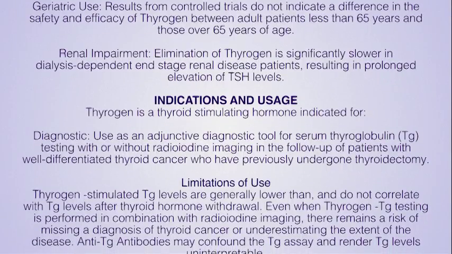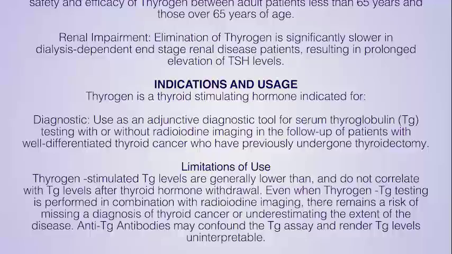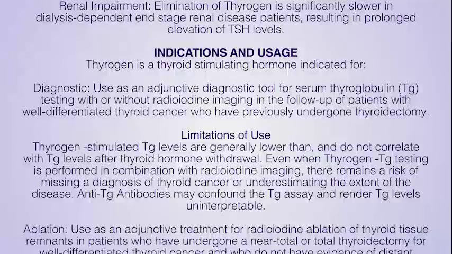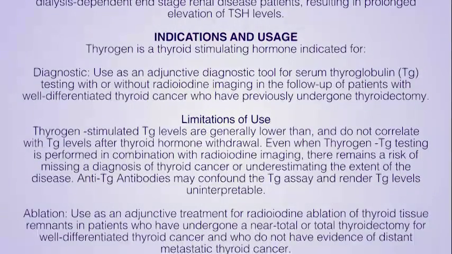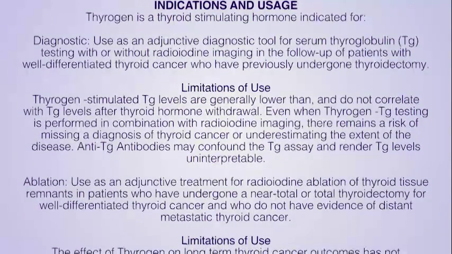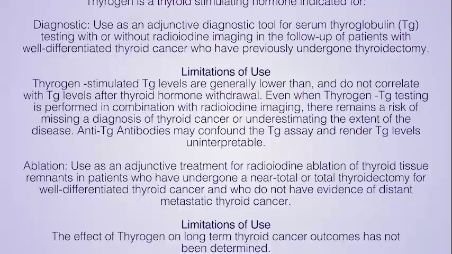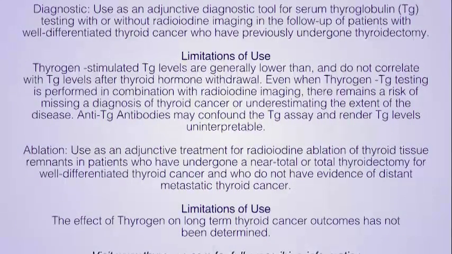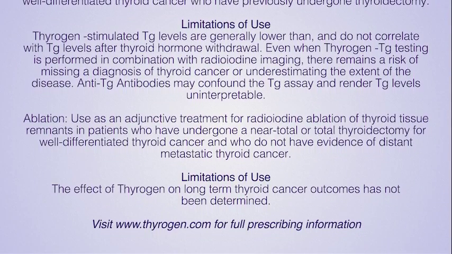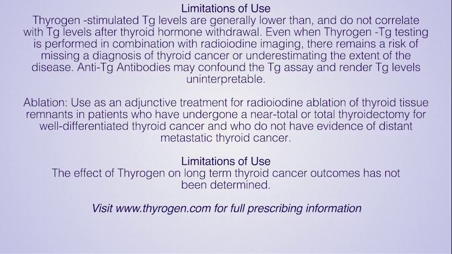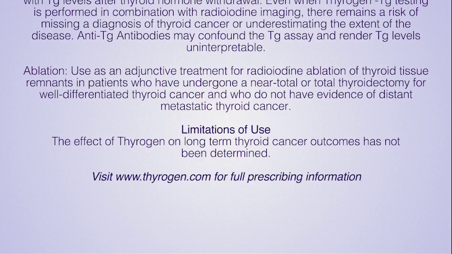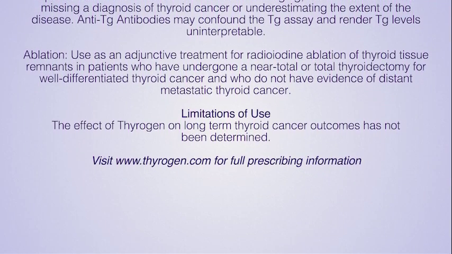Indications and usage. Thyrogen is a thyroid-stimulating hormone indicated for use as an adjunctive diagnostic tool for serum thyroglobulin TG testing, with or without radioiodine imaging, in the follow-up of patients with well-differentiated thyroid cancer who have previously undergone thyroidectomy. Limitations of use. Thyrogen-stimulated TG levels are generally lower than and do not correlate with TG levels after thyroid hormone withdrawal. Even when Thyrogen TG testing is performed in combination with radioiodine imaging, there remains a risk of missing a diagnosis of thyroid cancer or underestimating the extent of disease. Anti-TG antibodies may confound the TG assay and render TG levels uninterpretable.